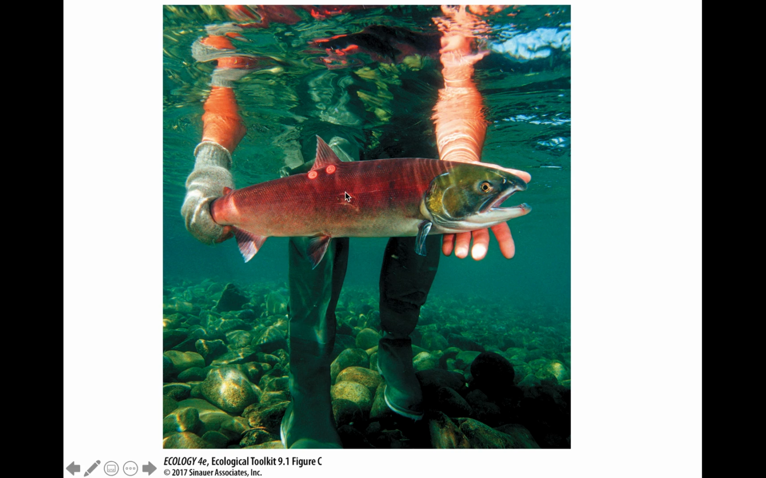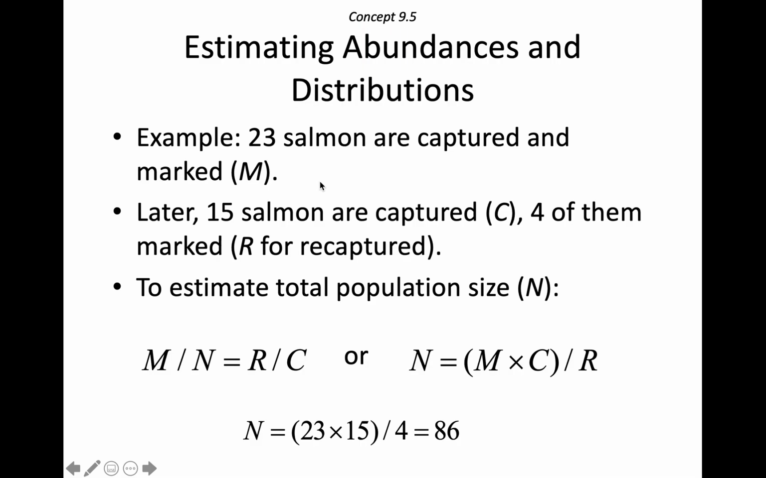You can see the radio tags on the salmon right here. And in this example, let's say we go out one day and we mark and capture 23 salmon. Okay? We're trying to estimate the size of this salmon population. And so we capture and we radio tag, we mark 23 of them. And then at a later date, we come back and 15 salmon are captured. 4 of them were marked the first time that we came out. So 4 of the 15 that we catch the second day had been captured the first day.